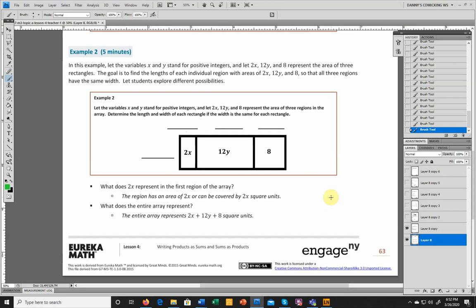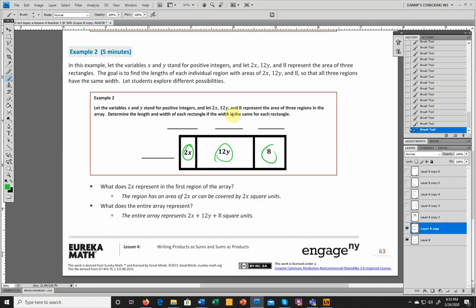In this example, let the variables x and y stand for positive integers, and let 2x and 12y and 8 represent the areas of the three rectangles. So here's 2x. It would help if I was on the right layer. 2x, 12y, and 8. The goal is to find the length of each individual region with areas of 2x, 12y, and 8, so that all regions have the same width.